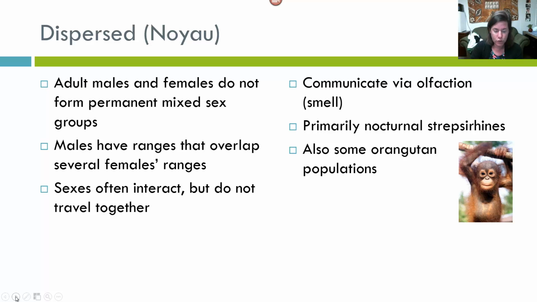The last type of social organization that I want to mention that primates exhibit is referred to as a dispersed social organization, or a noyau. In a dispersed or noyau type social system, adult males and females do not form permanent mixed-sex groups. The males have ranges that overlap several females' ranges, and even though the two sexes do not travel regularly together, they often interact so that males can monitor the reproductive status of the females. They often communicate via olfaction, through smell. This is primarily exhibited by nocturnal strepsirrhines as well as orangutan populations.